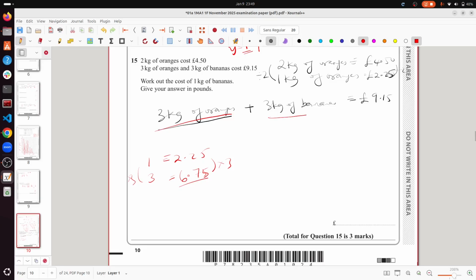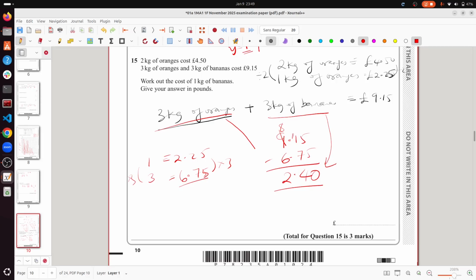So for me to find what 3 kilograms of bananas are, I need to take what 3 kilograms of oranges cost me from that. So let's subtract 5 minus 5, 0. Or 7, we can't take 7 from 1, so reduce this to 1. 11 minus 7, that's 4. And then 8 minus 2, that's... Now, we know that this is the cost for 3 kilograms of bananas.